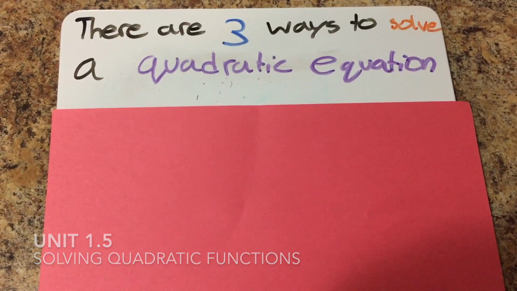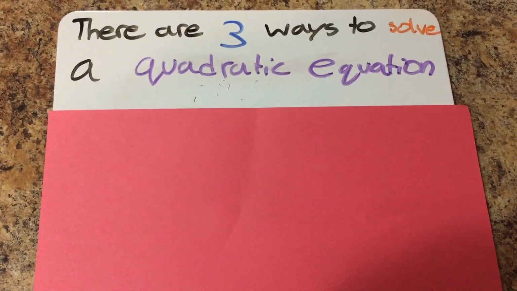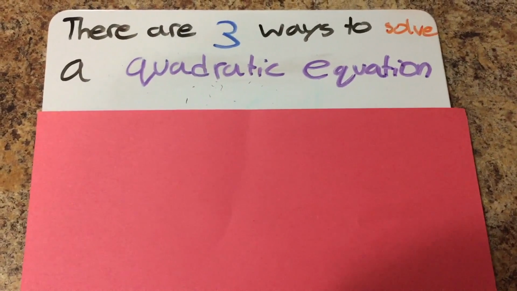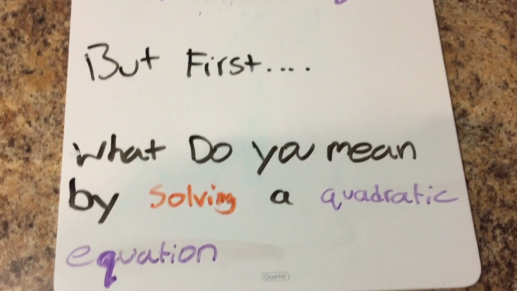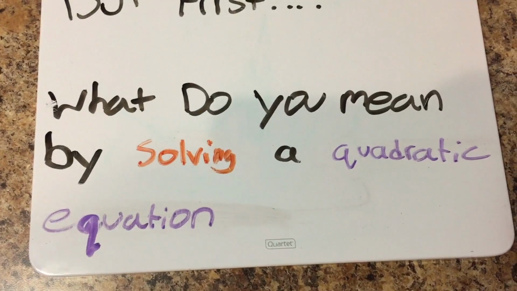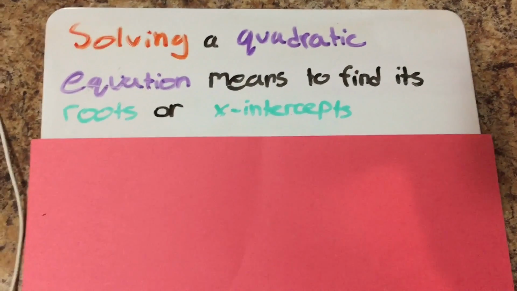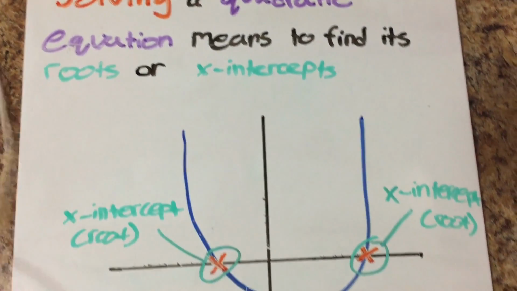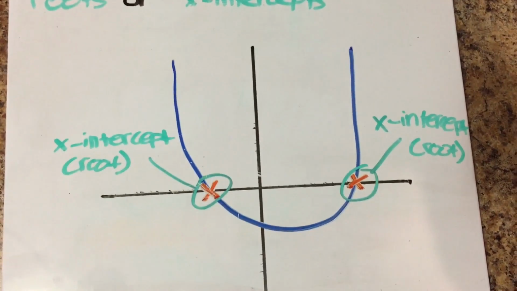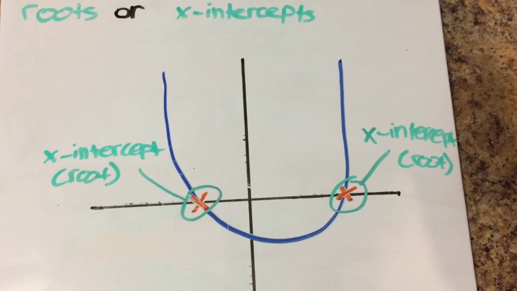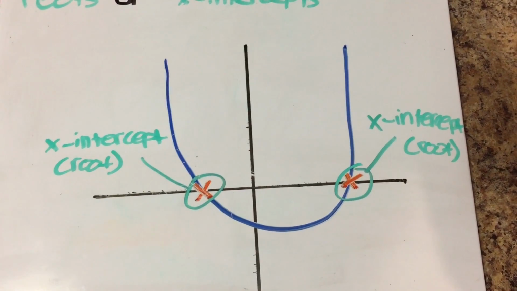There are three ways to solve a quadratic equation. You can solve a quadratic equation by factoring, by completing the square, or by using the quadratic formula. But first, what do you mean by solving a quadratic equation? Solving a quadratic equation means to find its roots or x-intercepts. If you take a look at this graph, it's a great example of what x-intercepts and roots look like. The part that touches the x-axis is the x-intercept or root.